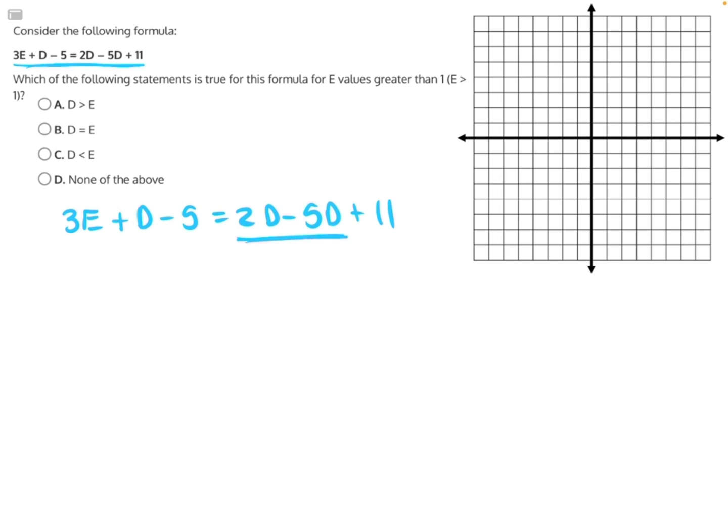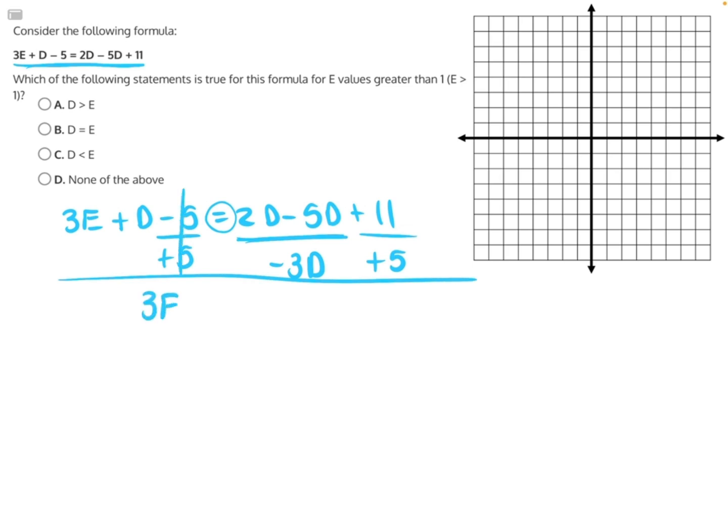We've got 2d minus 5d, which will give us negative 3d. And then we have two constants that we can combine. However, they are across the equal sign from each other, so we'll have to use opposite operations to do that. So we'll add 5 to both sides, and that will give us, these will cancel, 3e plus d equals negative 3d plus 16.